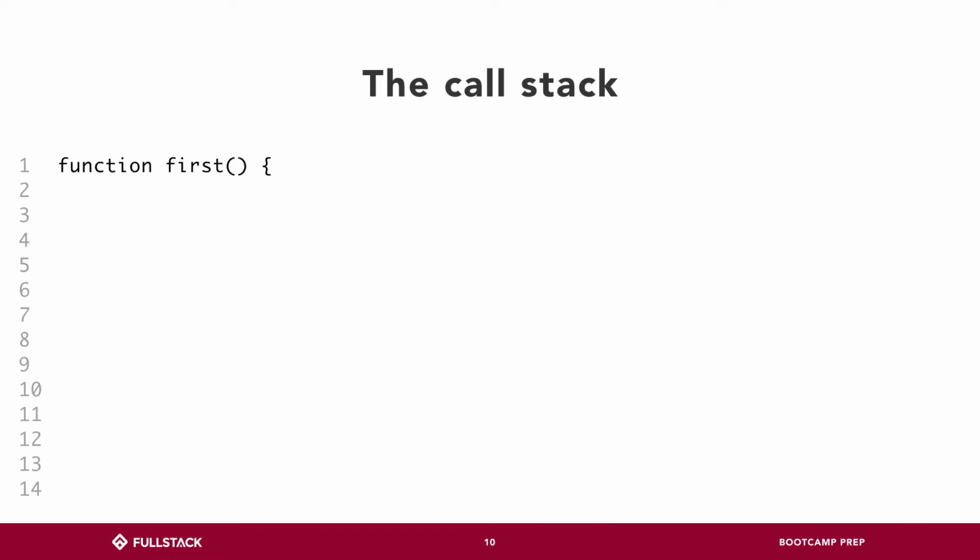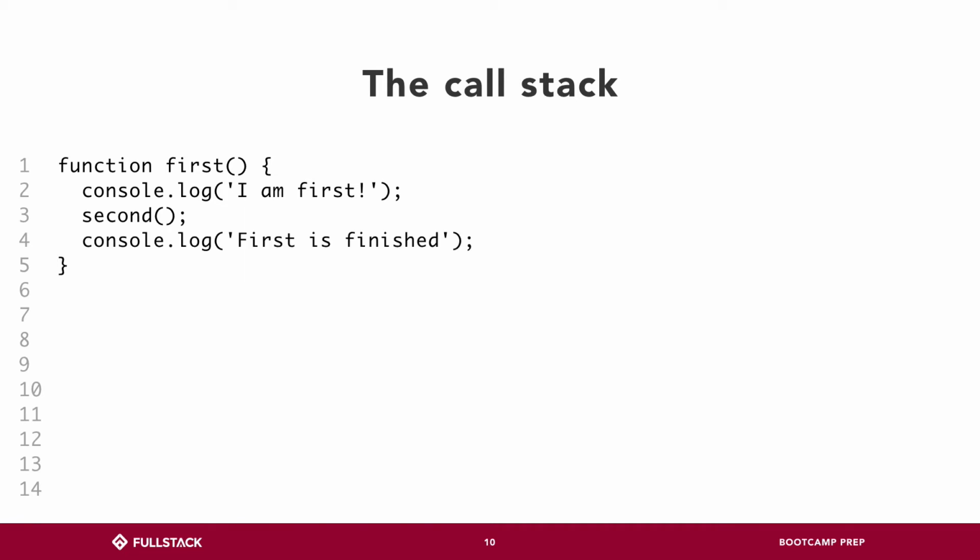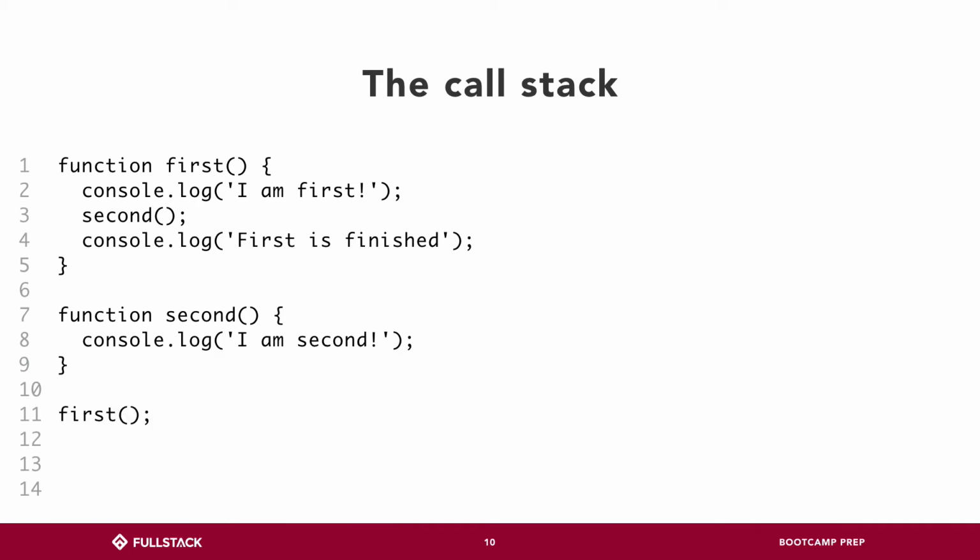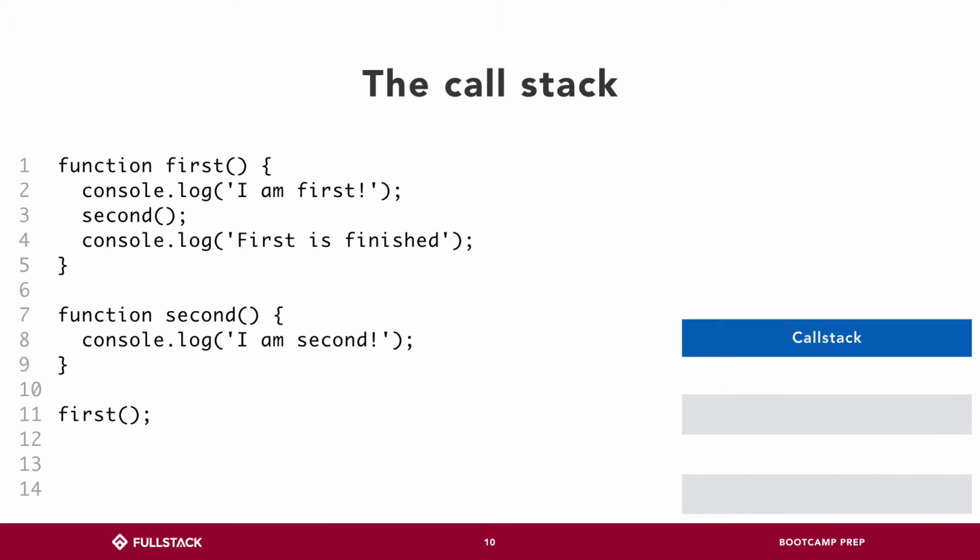So let's look at another example. Here we have a first function. It console logs "I am first", and then it calls second, and then it says "first is finished". Then second is called, and second just says "I am second". So what happens here? When we call first, let's look at our call stack.